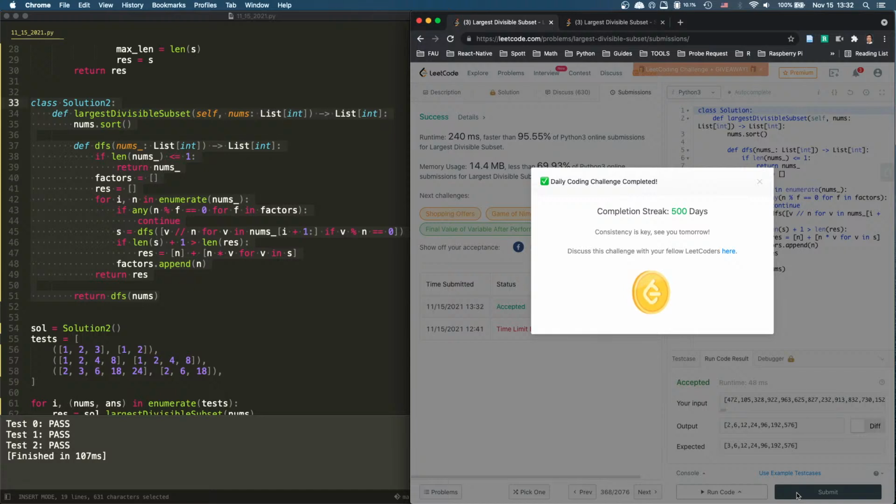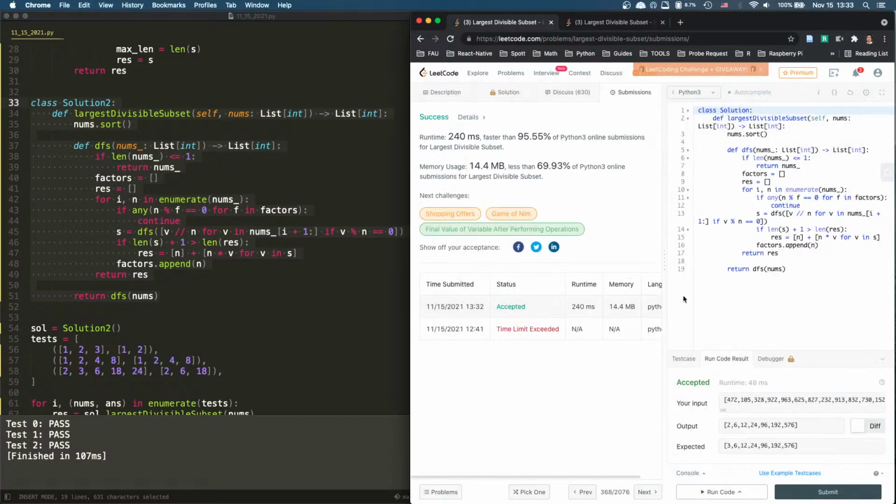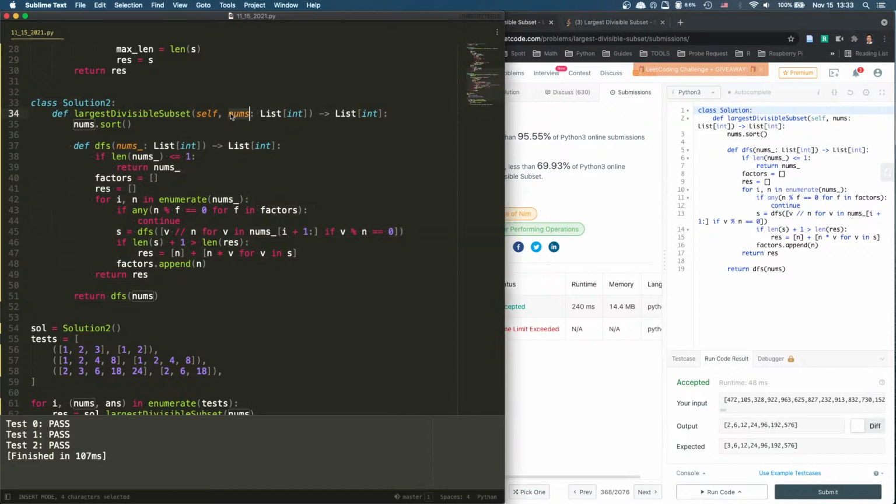All right. Here we go, 500 days. I'm going to take a screenshot. Let's see if I have the screenshot. Yep, I got a screenshot. 500 days. This is pretty hard, but we did pretty well eventually.